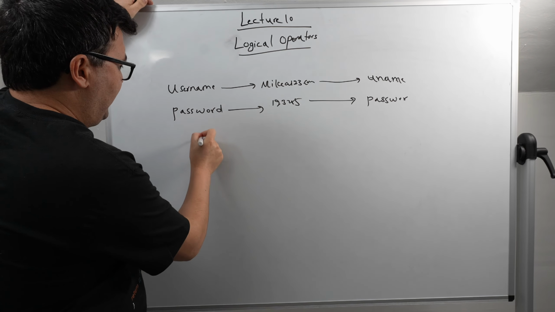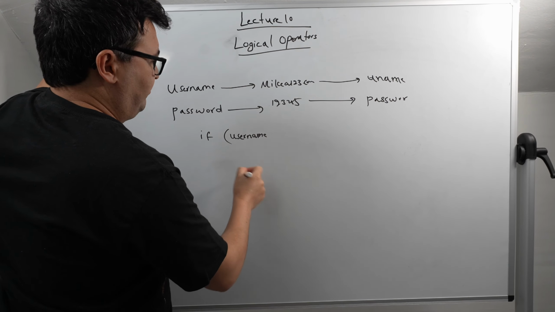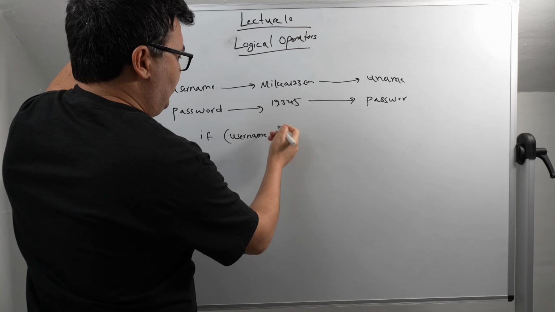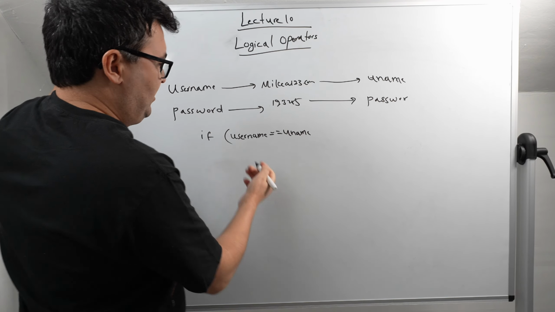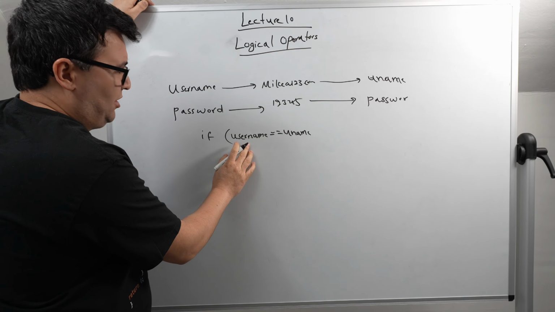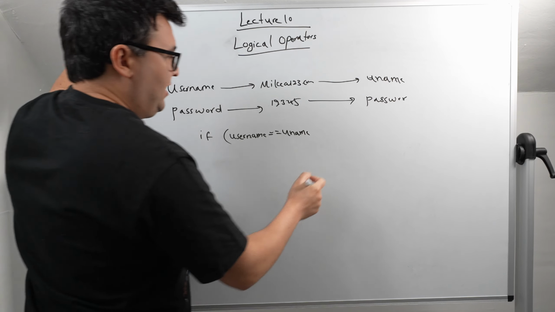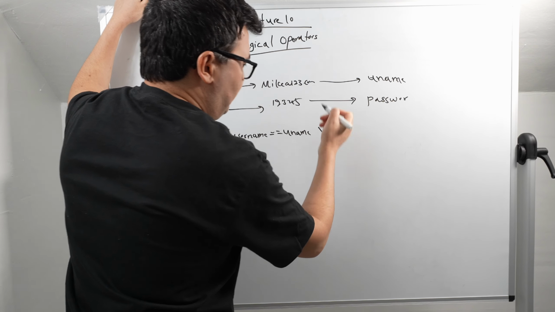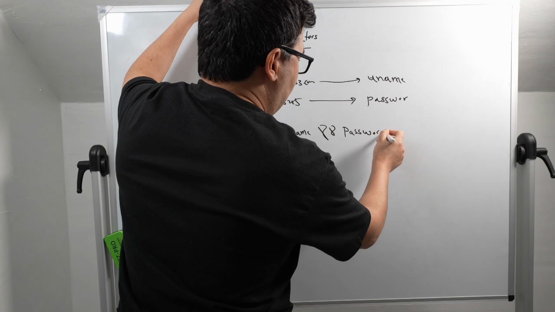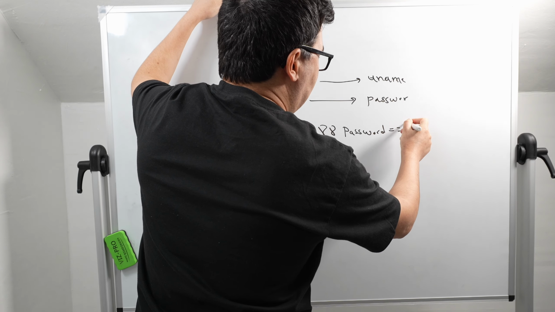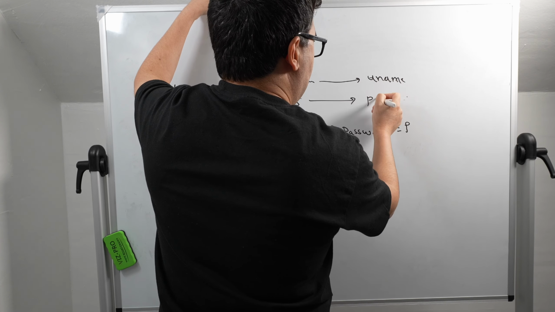They check if the username you provided is equal to the username which they have in their database. This is one condition. If the username you provided is equal to the username on the database, and we use the logical AND operator here, and the password you entered is equal to the password which they have in their database. Suppose I name this one as PWD.